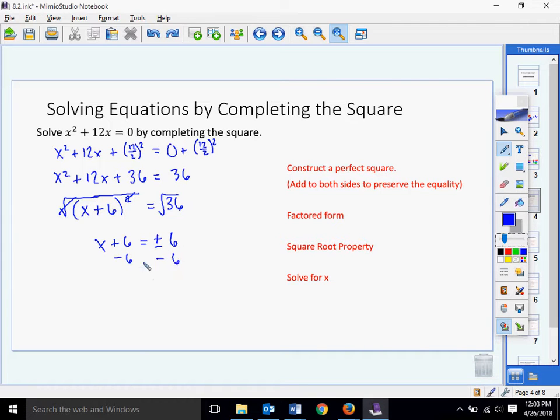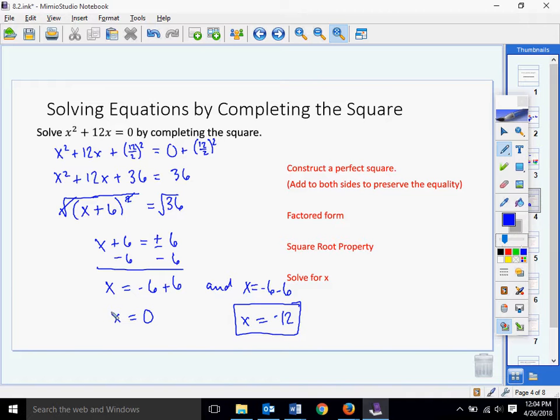So I'm going to subtract 6 on both sides. And I get x equals a negative 6 plus 6, and x equals a negative 6 minus 6. Remember, because it's plus or minus. Okay, so negative 6 plus 6 would give me 0, and negative 6 minus 6 would give me negative 12. So I have two solutions for this quadratic equation.